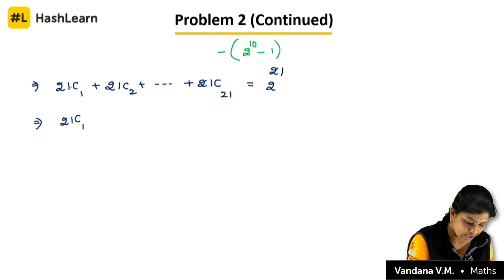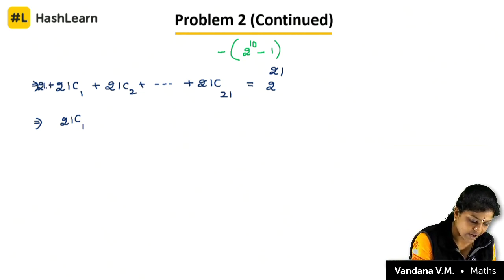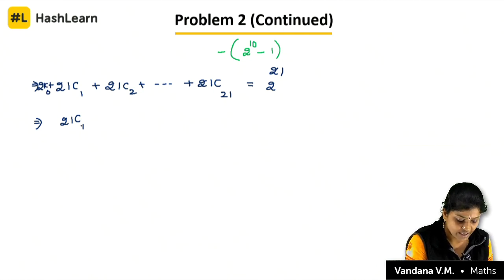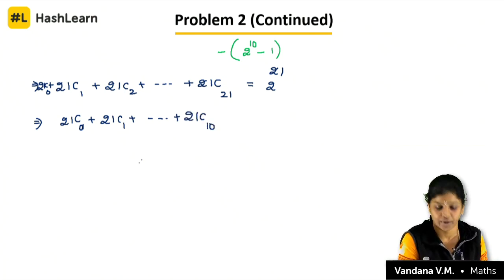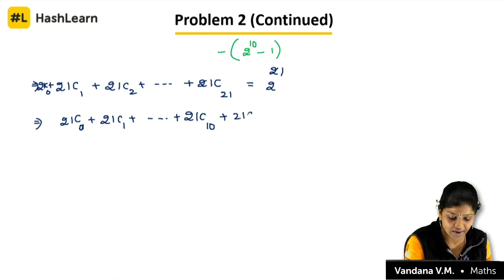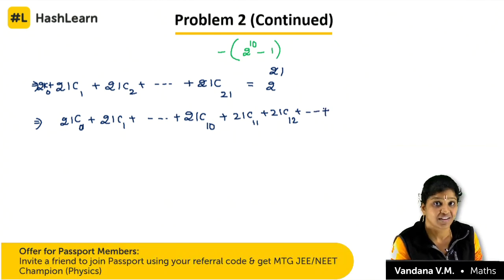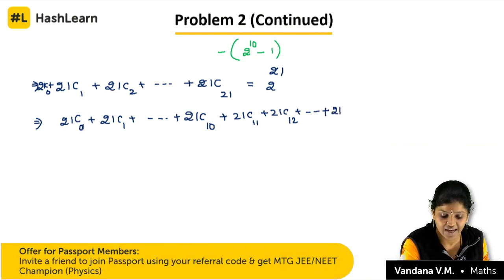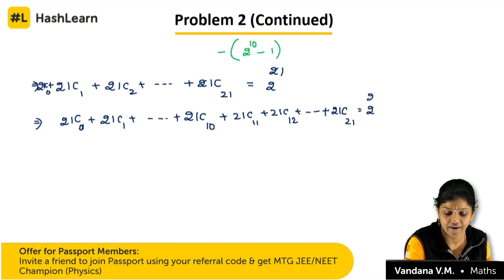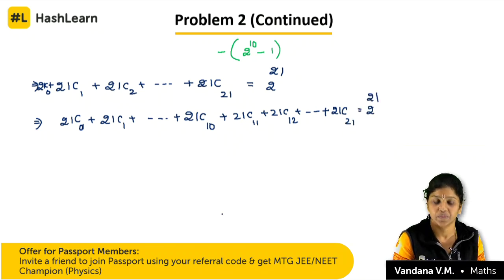21C0, we forgot, right? Yes. 21C0 plus 21C1, so on till 21C10 we have over there. Next term is 21C11, next term is 21C12 and so on, like that till where we have? We have 21C21, 2 power 21. This we knew.